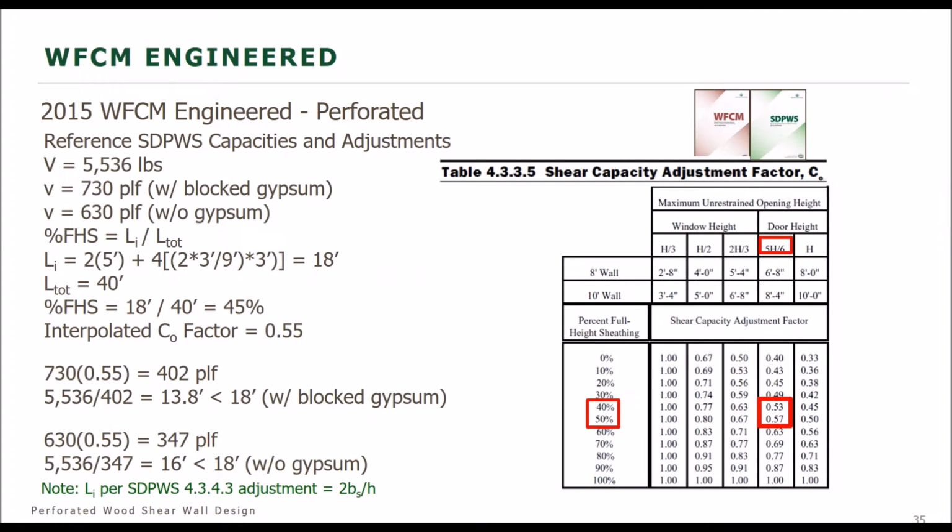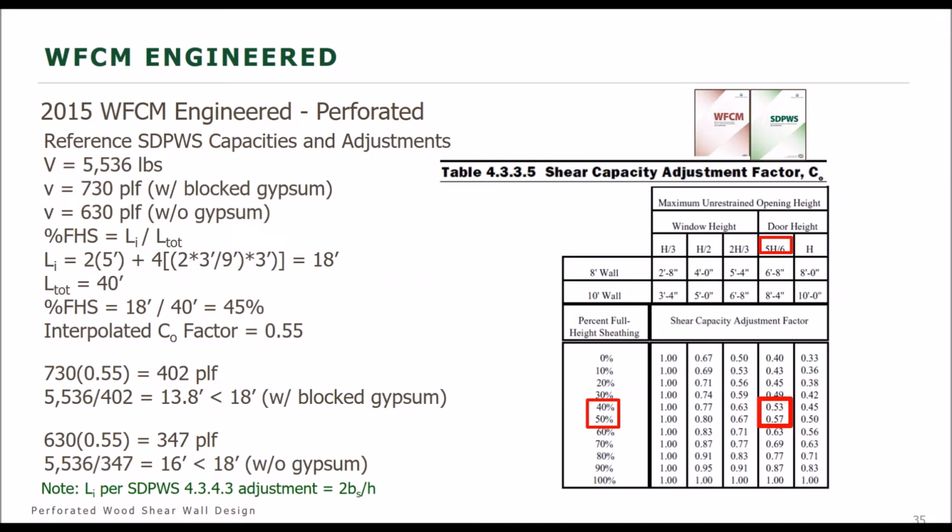But those 3-foot segments that are on either side of our windows will require adjustment. So we use this 2 times B sub S, being just the base dimension, which is 3 feet, divided by the height, which is 9 feet. So that's what this 2 times 3 divided by 9 is. And we multiply that 2BS over H by the actual width of the panel, which is 3 feet. So that gives us an effective full height sheathing length of 18 feet.